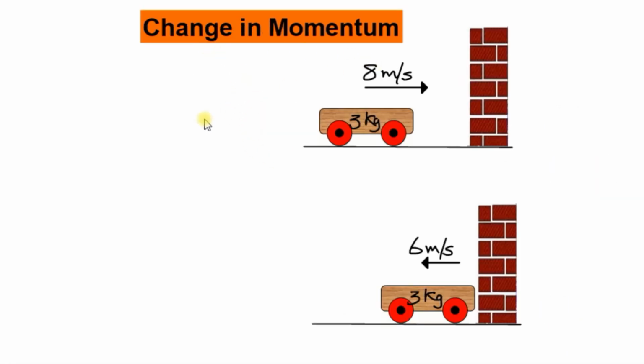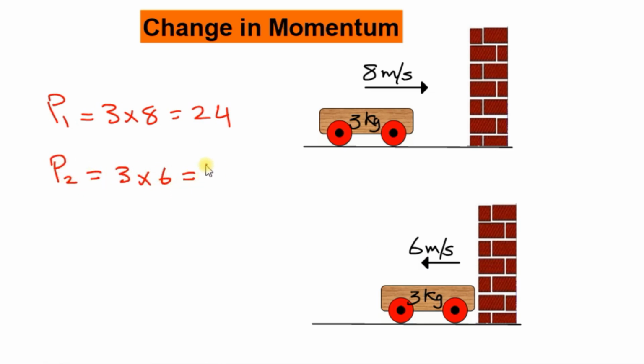What about the change in momentum? This trolley, 3 kg, traveling by 8 meters per second towards a wall, hits the wall and bounces back by 6 meters per second. So the initial momentum here is 3 times 8, which is 24 kg meters per second. The final momentum here is 3 times 6, which is 18. So the change in momentum equals the final minus the initial.